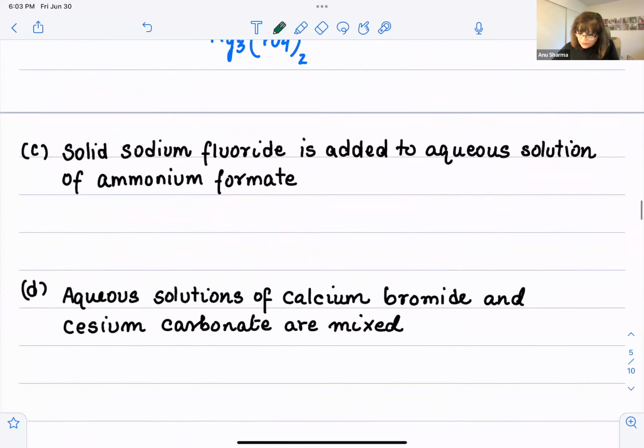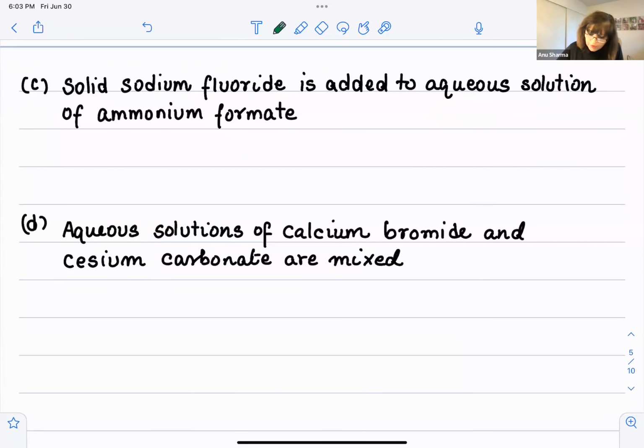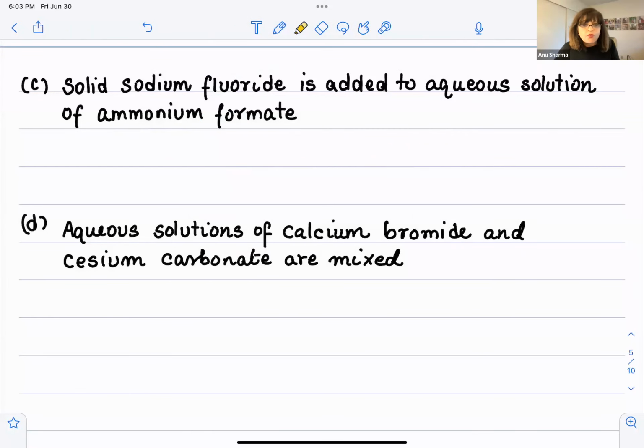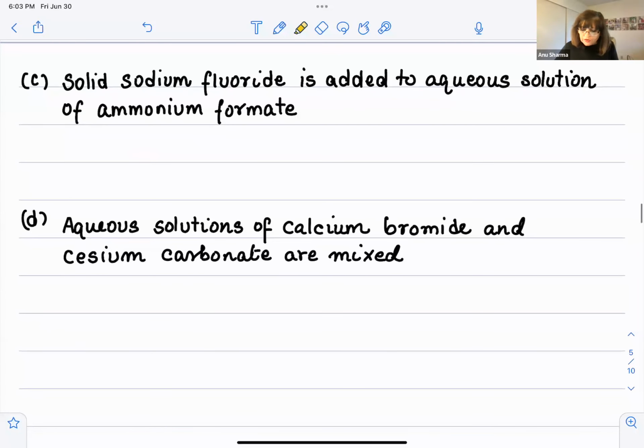Okay. Next, sodium fluoride is added to the aqueous solution of ammonium formate. So here, solid sodium fluoride is added to an aqueous solution of ammonium formate. Let's do this simple question. Let's say you don't know ammonium formate, and I'm not expecting that you know it in the introductory chemistry class, because formate is an organic molecule. But there's something else. Ammonium.